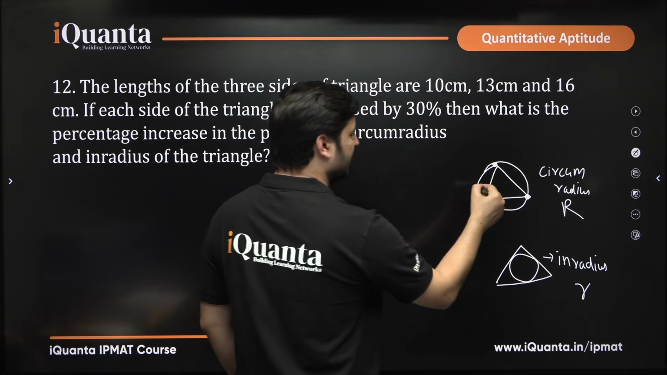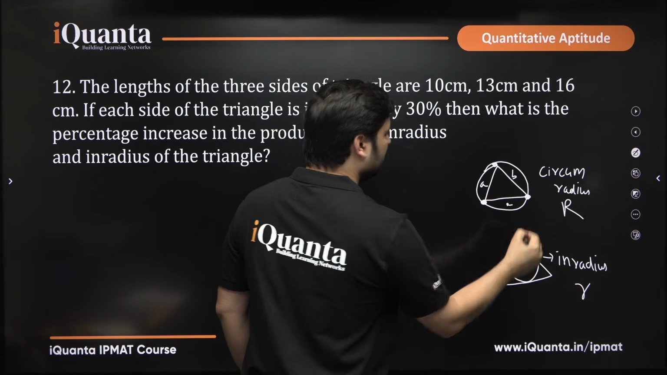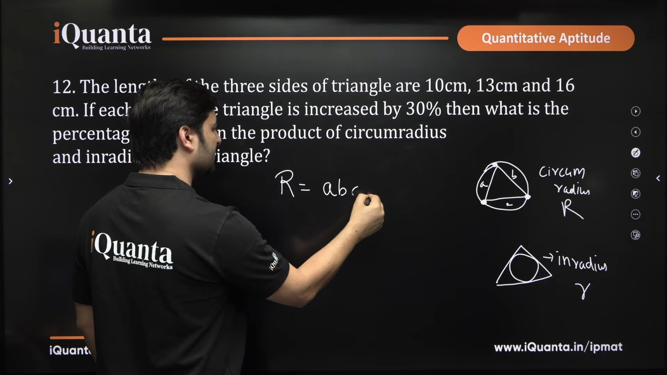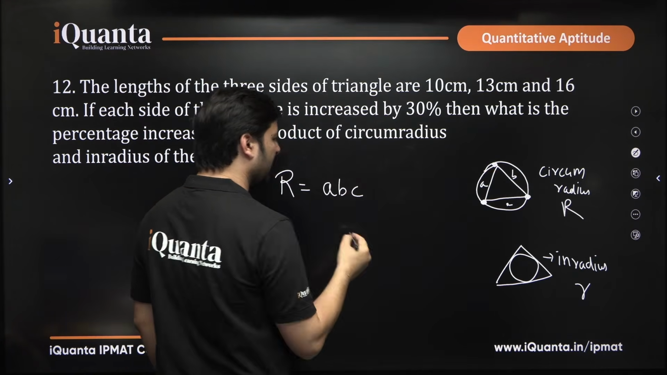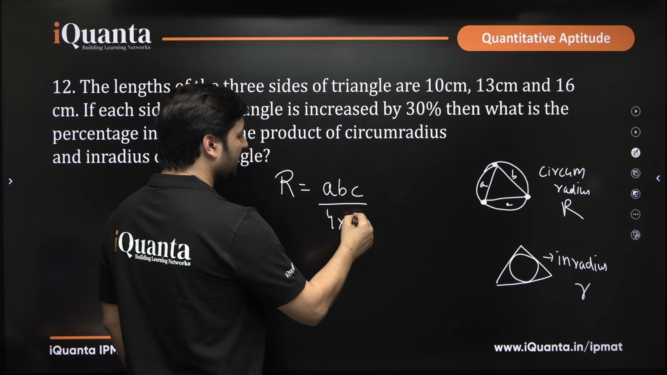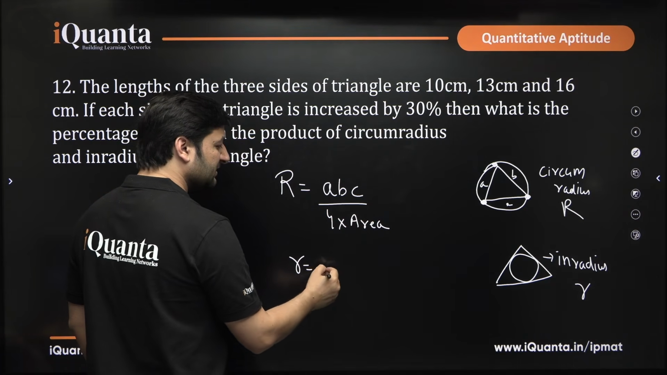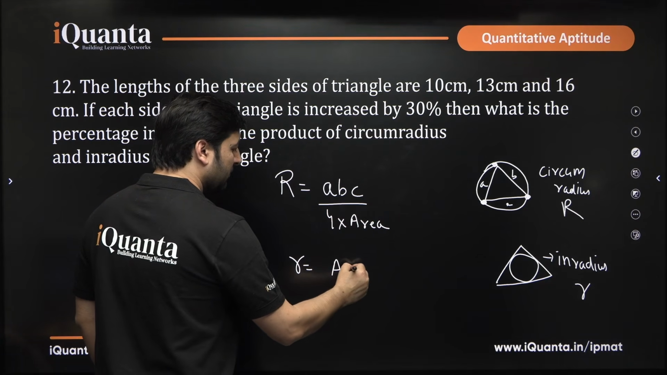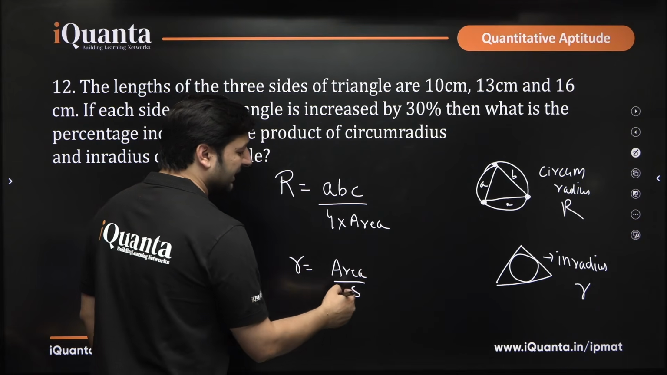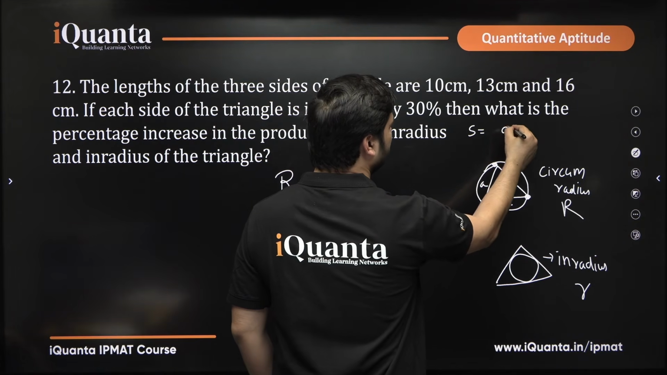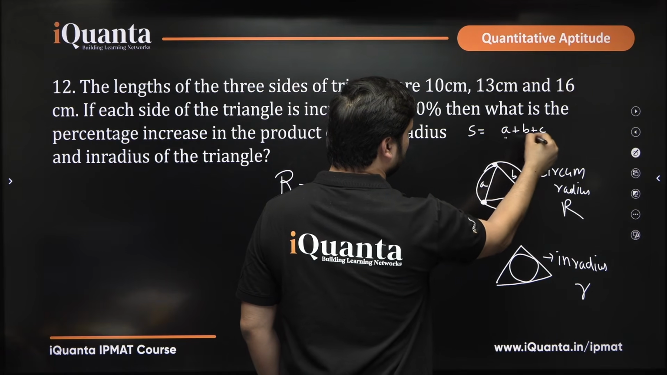If you have 3 sides of a triangle, say A, B, C, then circumradius is always the product of all the sides ABC, upon 4 into the area of the triangle. And what is the formula for inradius? It is area upon semi-perimeter. S is semi-perimeter. What is semi-perimeter? Semi-perimeter is half the perimeter, that means (A plus B plus C) by 2.